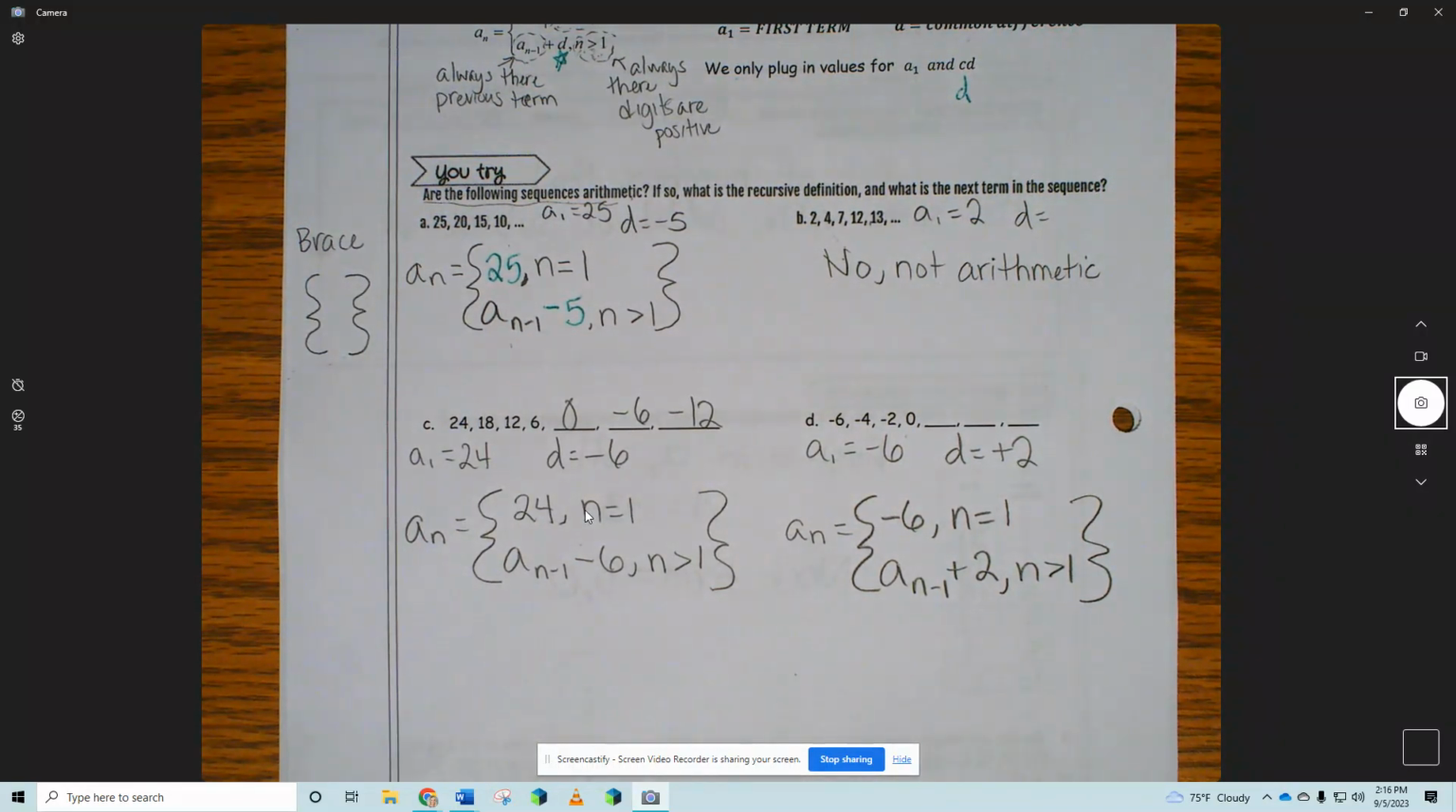So for the homework attached, you have to read the directions. Because if you don't read the directions, it's going to be way harder for you. So I'm going to stop the video.